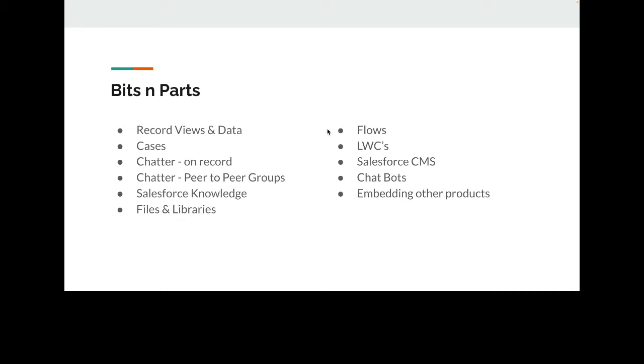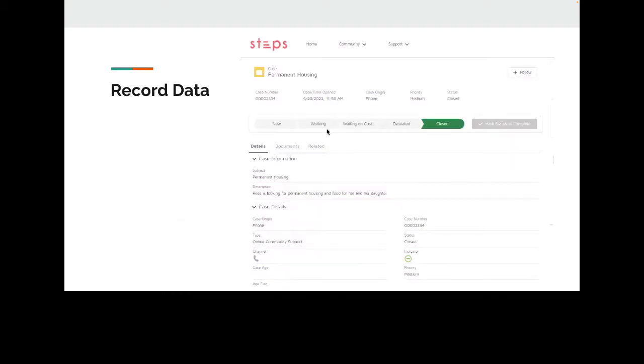All right, let's check out what some of these look like. Records and data, pretty straightforward. You can present whatever you'd like. You can do your tabbed components. You can do paths. You do specific layouts for your community users so they just see what you want them to see. You can make it read only. You can make it edit. Same type of permissionings you do with your internal users.